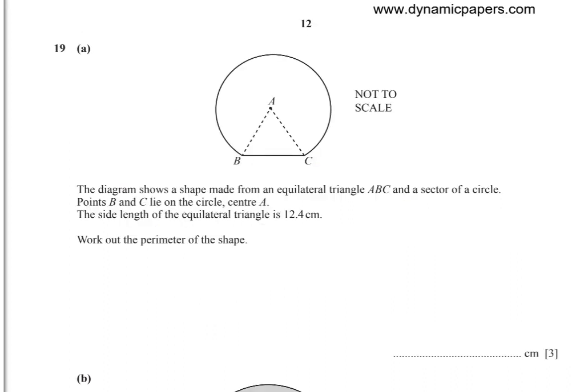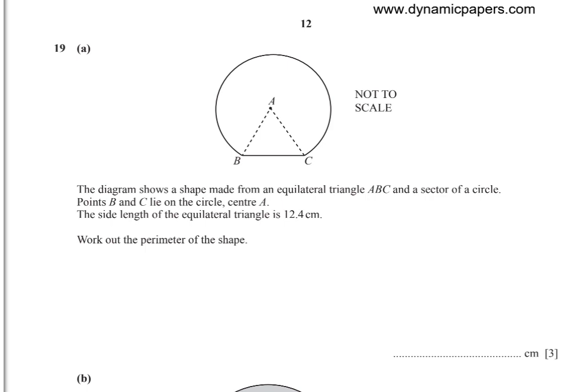Number 19a, the diagram shows a shape made from equilateral triangle ABC and a sector of a circle. Points B and C lie on a circle, center A. The side length of the equilateral triangle is 12.4. Work out the perimeter of the shape.